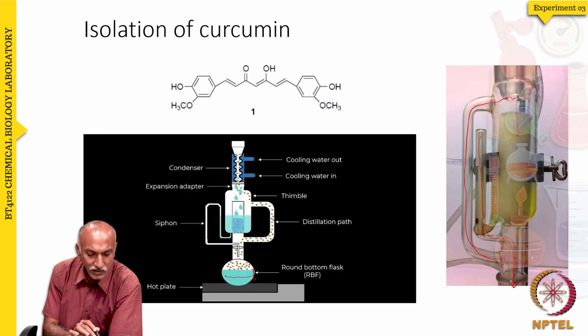Now, again the solvent gets evaporated, only the solvent gets evaporated, it goes to the socket and it cools down, extracts the curcumin, and after some time it again brings the dissolved compounds down into the round bottom flask. So this procedure is repeated for nearly 3 to 4 hours.